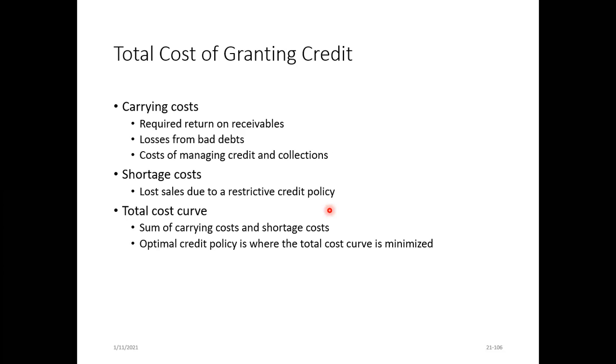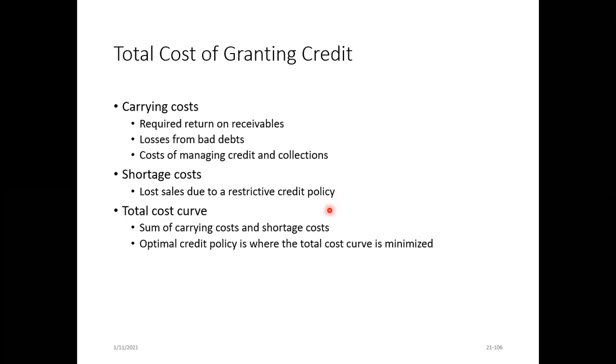And shortage cost. I mean, if you do not go for credit sales, you will lose many customers. You will finally lose sales due to a restrictive credit policy. So total cost includes both carrying cost and shortage cost. The sum of carrying cost and shortage cost equals total cost. The total cost curve has two things: the sum of carrying cost and shortage cost. The optimum credit policy is where the total cost is minimum, isn't it? The optimum credit policy is where the total cost curve is minimized.